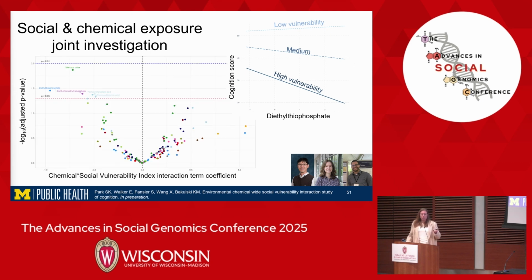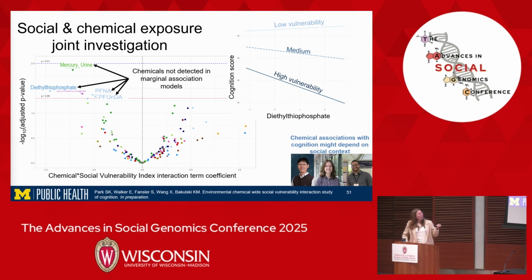And here's when we look at it across all chemicals, we see there's a number of new chemicals that pop up once we're considering social context. We never would have identified these in the original screening, but now by bringing together our chemical and our non-chemical stressors, we're able to get a more full picture of what people are experiencing.